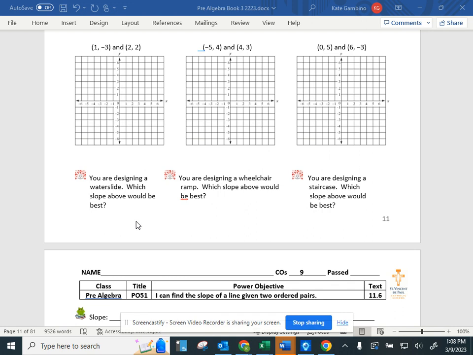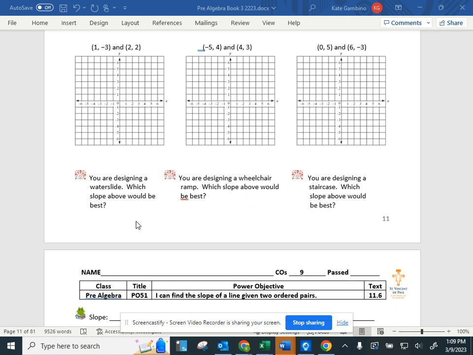I don't know, my 5-year-old's like a little bit more of a challenge, right? So you just have to think it through. What does it mean? You're designing a wheelchair ramp. Which slope above would be the best? Well, we might not want the steeper slope because that poor person in the wheelchair might get hurt trying to climb up it or go down it. They might want the more gradual slope, right?